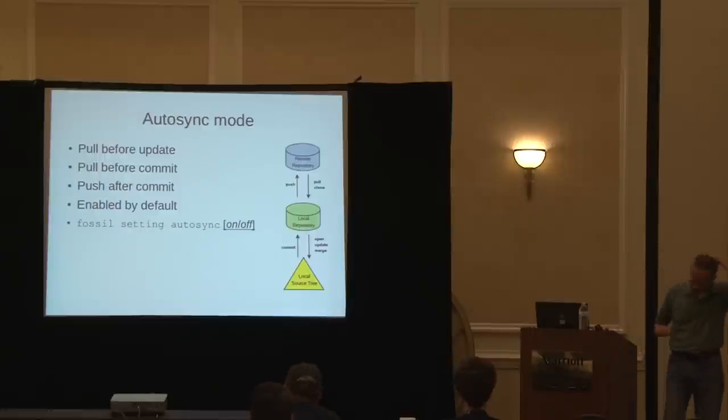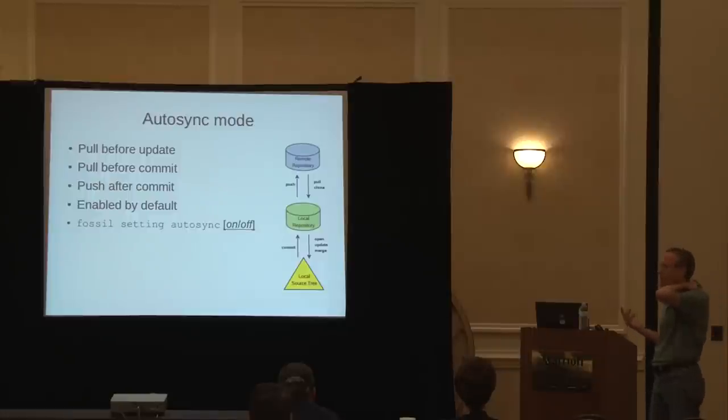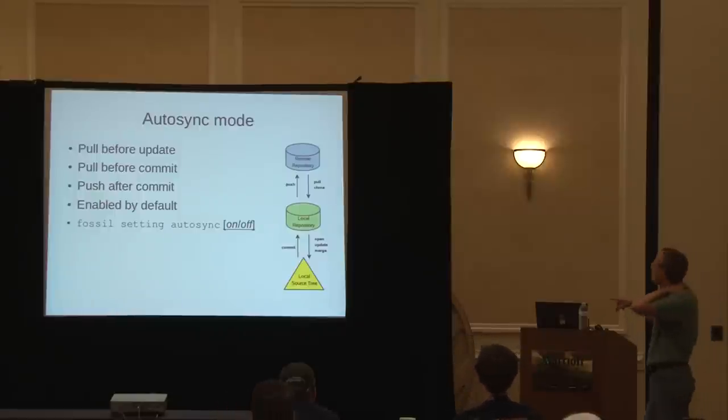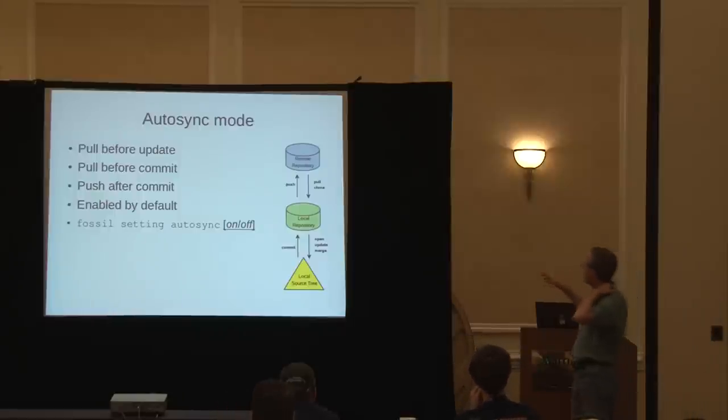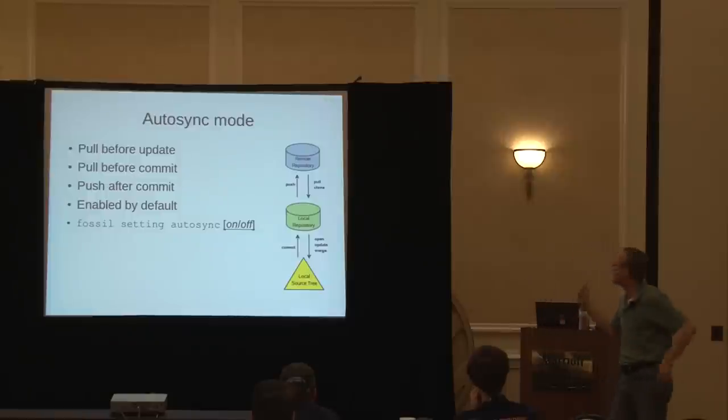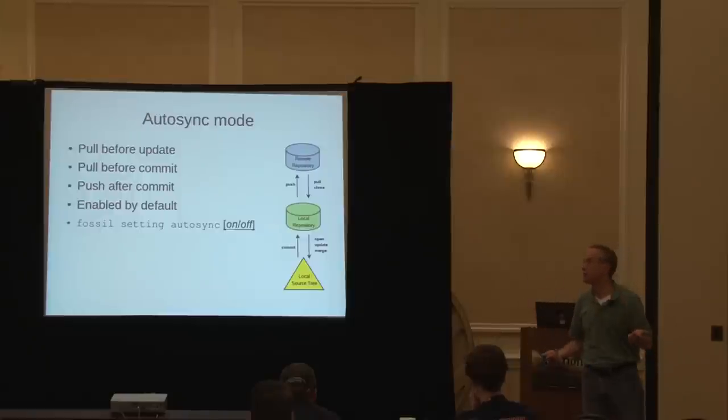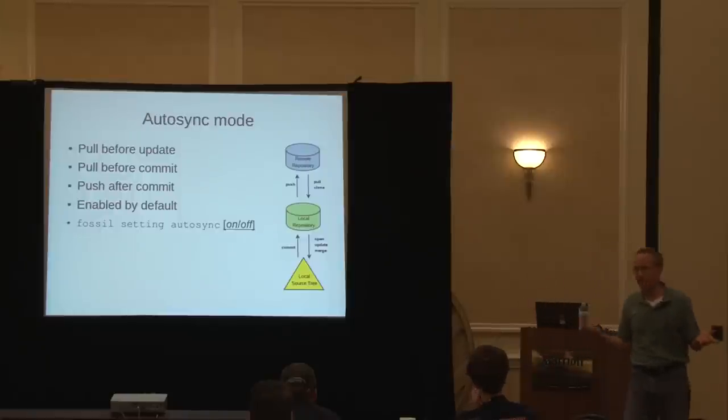Now, Fossil has this idea of automatic synchronization, unlike Git and Mercurial. I think Bazaar has this too. Anybody use Bazaar? They have this concept as well. And this is on by default. Before you do an update, it'll automatically go out to the last machine that you pulled from and see if there's any new information out there. So I've been away from the office for a day now. I'll go home and I'll do fossil update on SQLite.